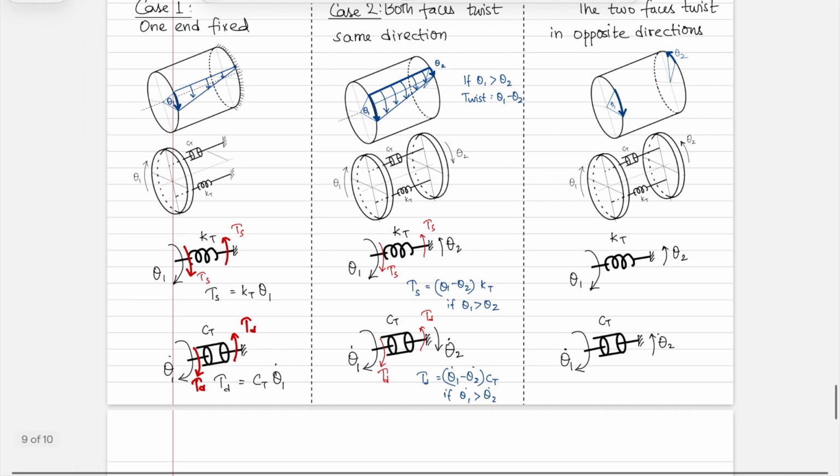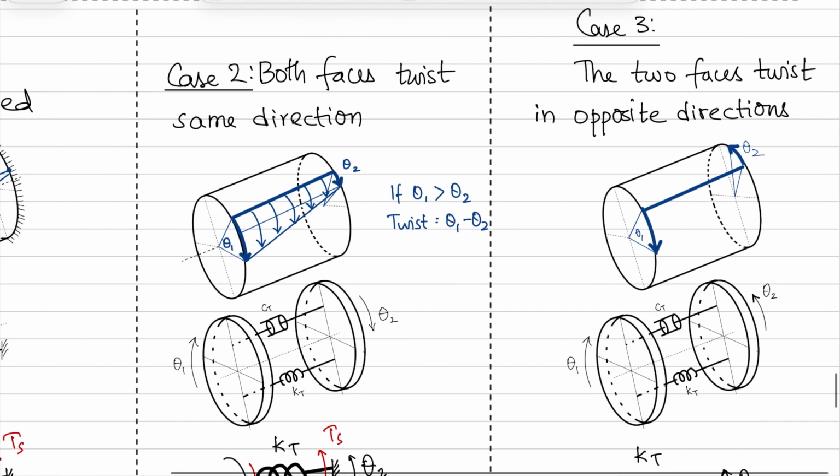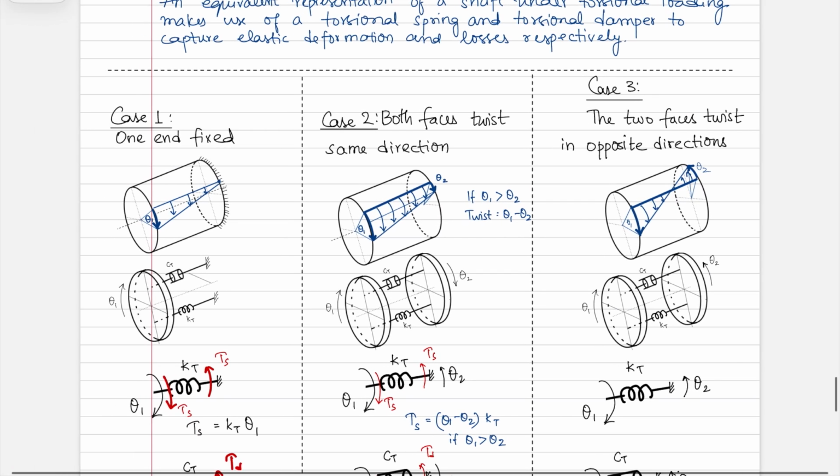Okay, let's look at the third case. Now in this case, if you were to look at the axial line, one end is rotating in this direction, and the other one is rotating in that direction. And in terms of the net twist in this shaft, can you think about what that would be? I hope you can see the parallels with the translating spring and damper system. We have net twist in this case would be θ1 plus θ2. So the twist is going to be θ1 plus θ2.